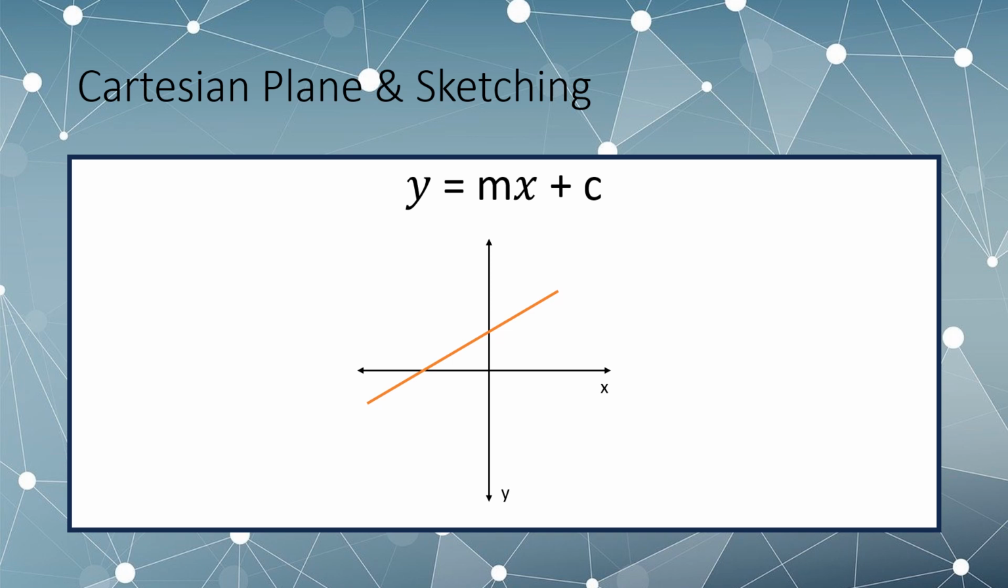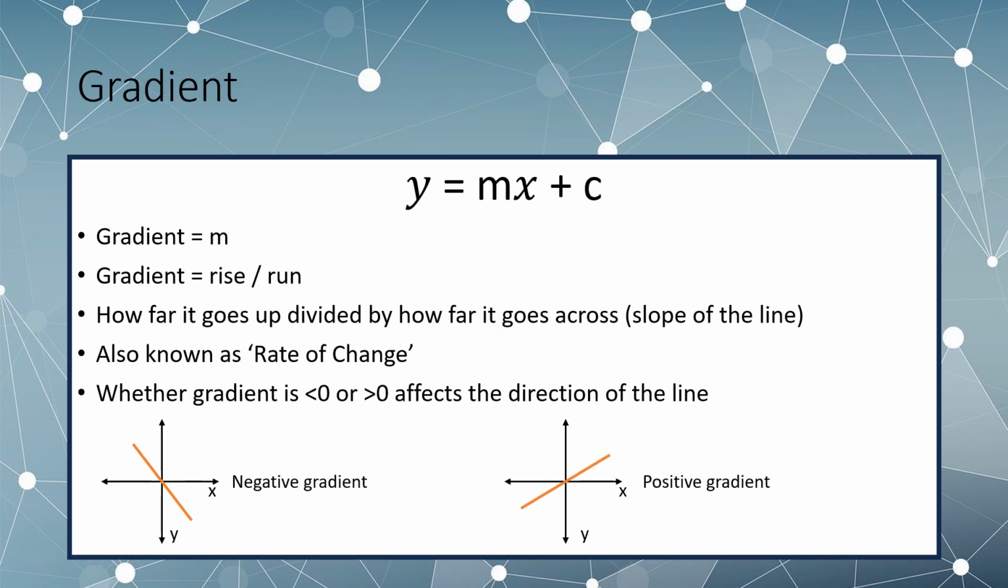Starting off with our gradient, the gradient serves as a crucial element of our linear equation, and it is represented by the m in our standard equation form. The gradient is equal to the rise over run, or in other words, how far it goes up divided by how far it goes across. This gives us the slope of the line. It's also known as the rate of change, and is usually referred to this in science and other such things when you're looking at exactly what the slope represents, as well as with calculus, but that'll be for further studies in your later years.